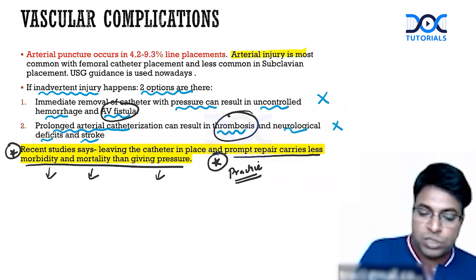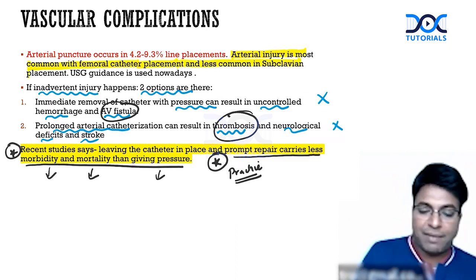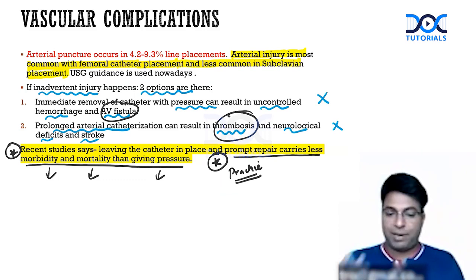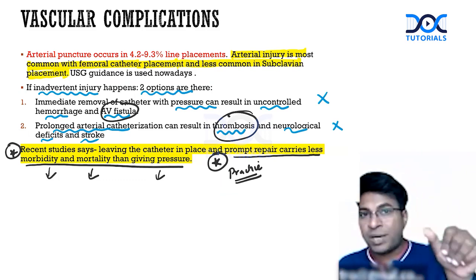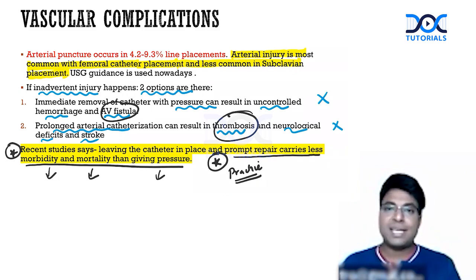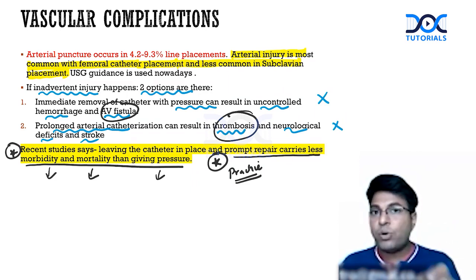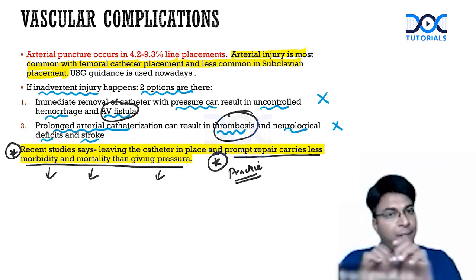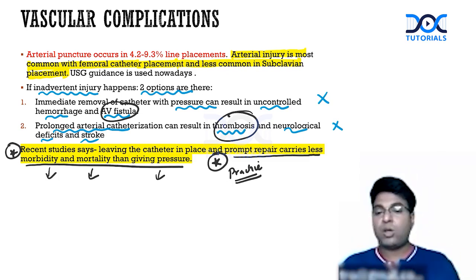Arterial injury is most common with femoral catheter placement and less common in subclavian placement. That's an interesting point, and you know that very well. Because in the femoral artery, we always do compression and we all lead to one complication. What is it? Pseudoaneurysm of the femoral artery. We have seen enormous cases because of femoral artery cannulation. House surgeons, when they take blood from the femoral vein, accidentally injure the femoral artery and cause pseudoaneurysm of the femoral artery. Very common.